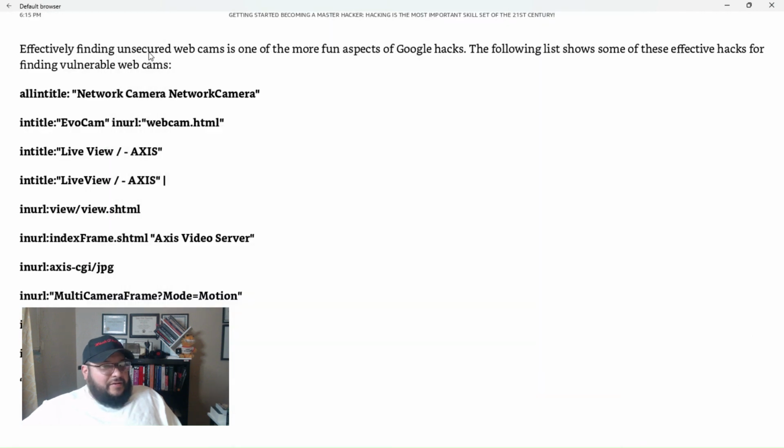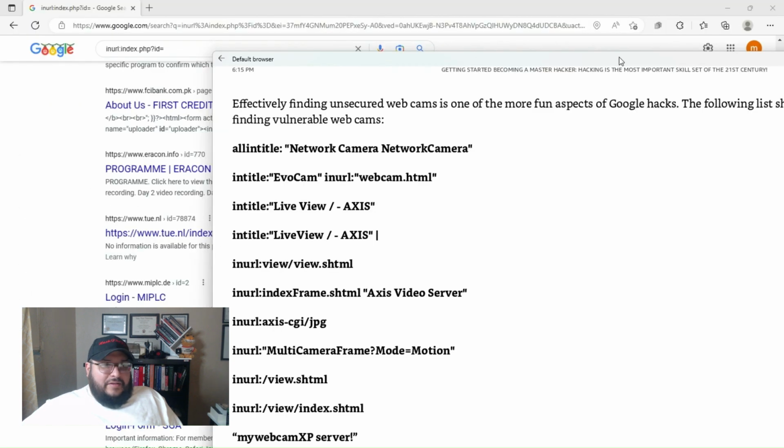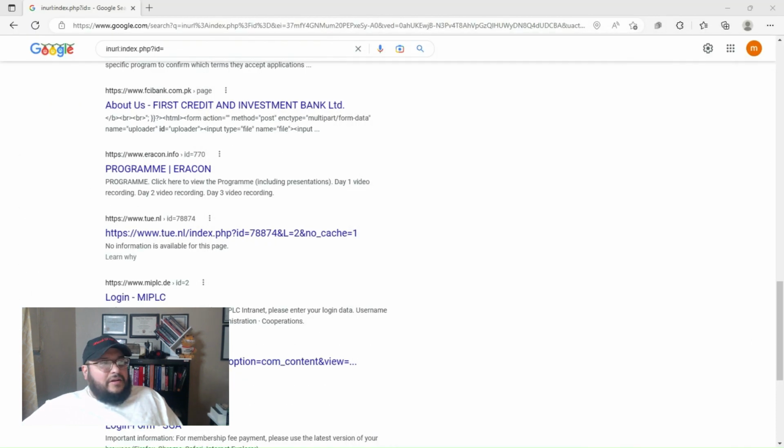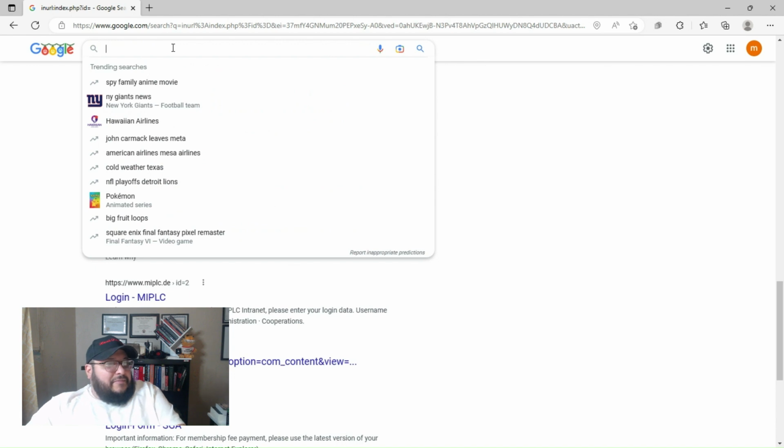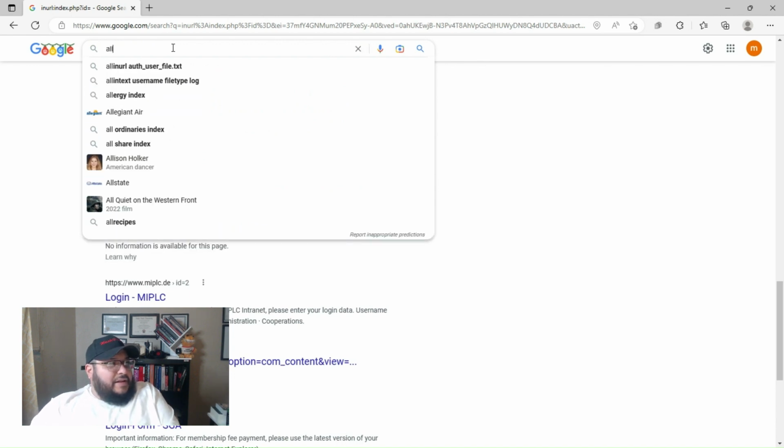Effectively finding unsecure webcams is one of the most fun aspects of Google hacks. The following list shows some of these effective hacks for finding vulnerable webcams. Now, this is fun. I'm going to try one of these, okay? We're going to hack into a webcam that they have on there. It's not really hacking into it, it's just on there.